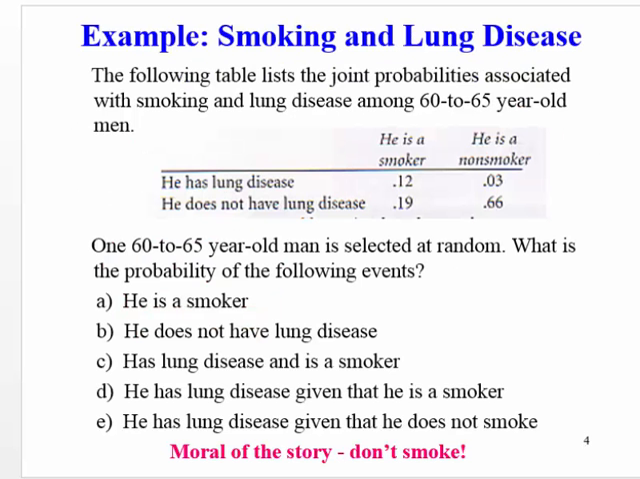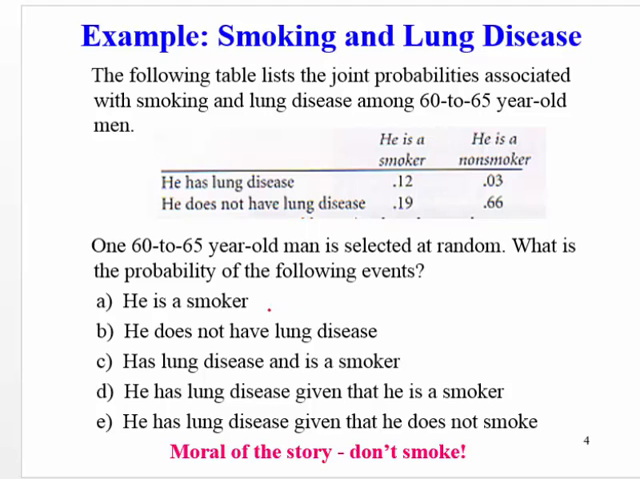Okay, so let's do an example. Say we have the following list of lung disease and smokers. This whole thing adds up to 100. And either they're a smoker or not a smoker, they have lung disease or they do not. So let's answer a couple of basic probability questions, and then we'll do a couple of conditional probabilities to get a feel for what's going on.